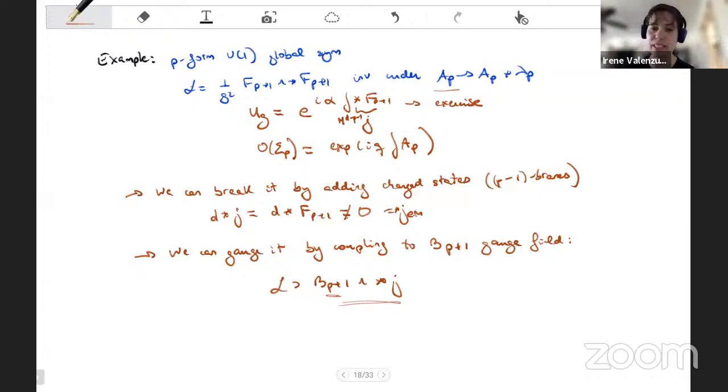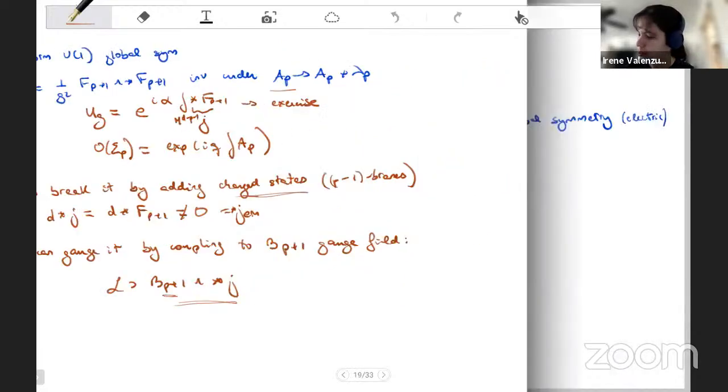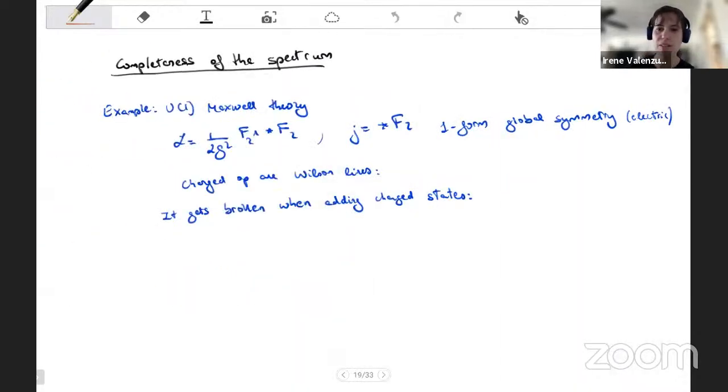Now, it could happen that they break it to a discrete subgroup. And the only way then to get rid of all the symmetries is to add charged states for all the representations. So what I want to show you is how this relates to completeness of the charge spectrum. Any question about this?